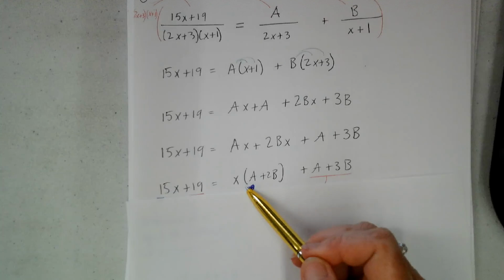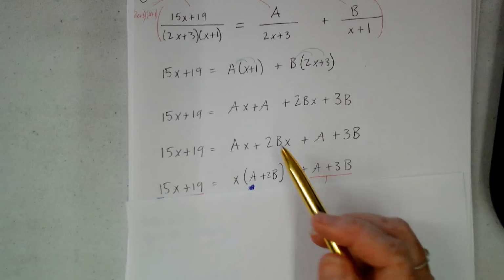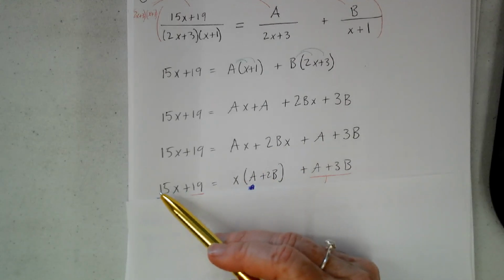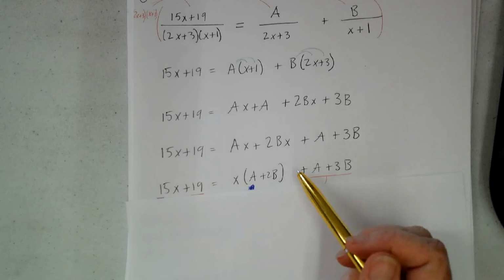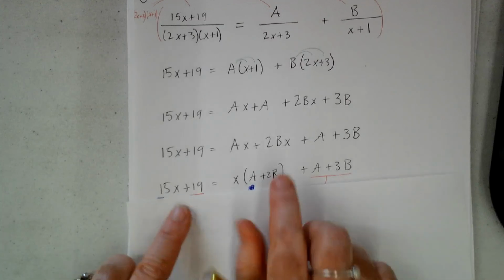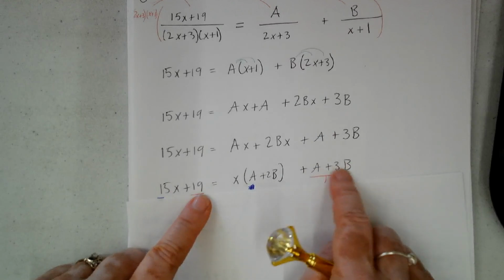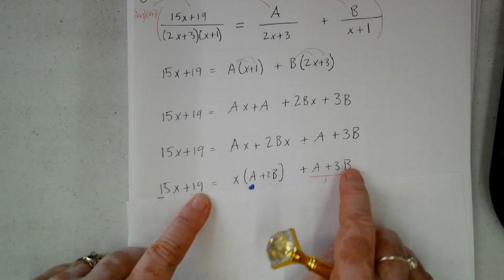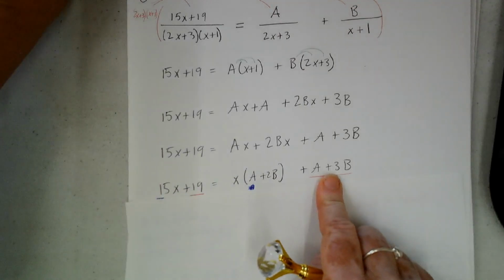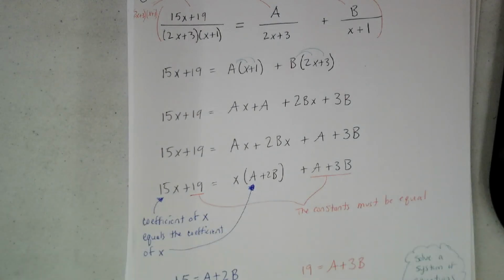I factored out an x, and then this might not jump out at you, but on the left-hand side, I have 15 times x, and on the right-hand side, I have a plus 2b times x. These are both coefficients of x. And since there's no x here, this has got to be the constant, and the constant's got to equal 19. So that's called equating the coefficients.